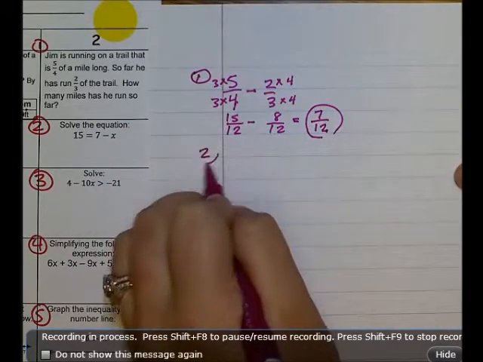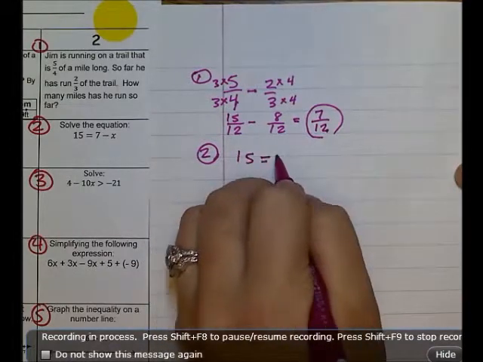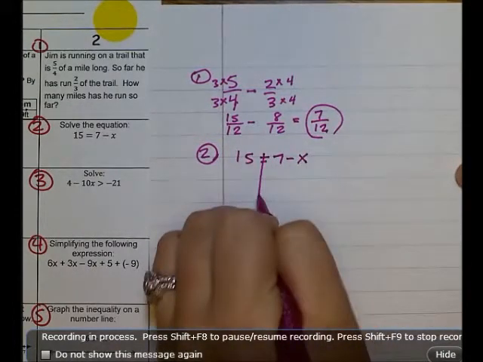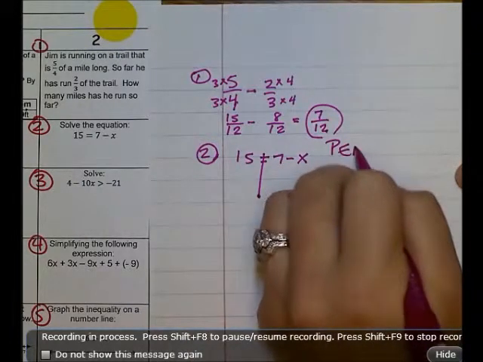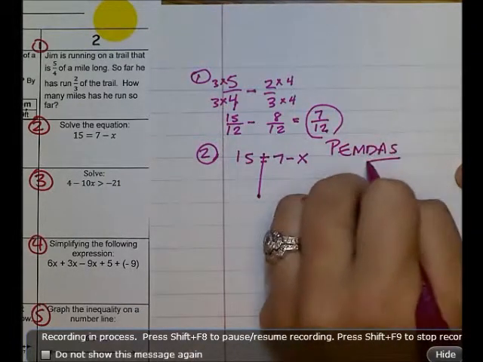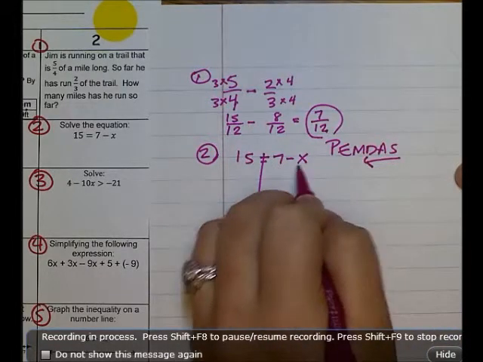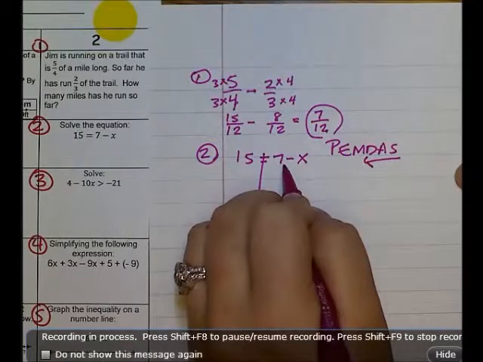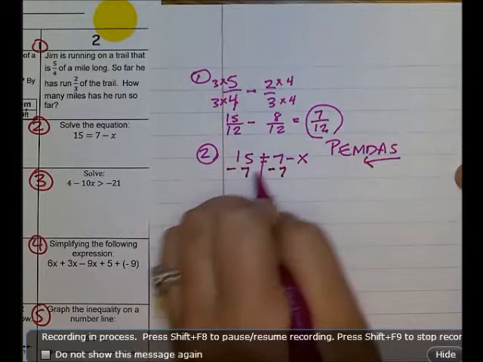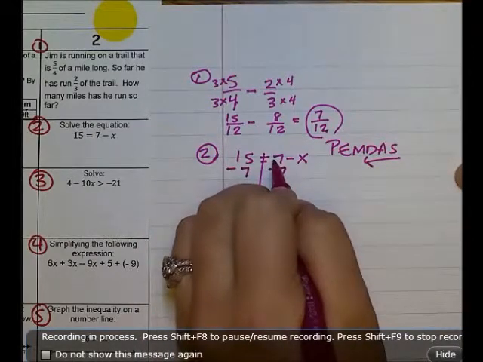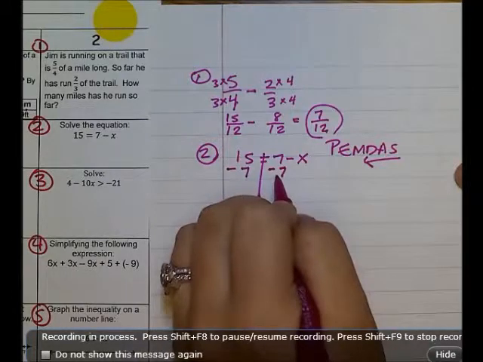Number 2. It says solve the equation. 15 equals 7 minus x. So we have a line down the equal sign, and we know we have to remember we're doing PEMDAS backwards. So addition and subtraction has to be taken care of first. The 7 is our addition and subtraction, so we're going to have to subtract 7 on both sides. Right here, since there is no negative present, it's known, just not shown, that it's a positive 7. Therefore, the inverse operation is negative 7.